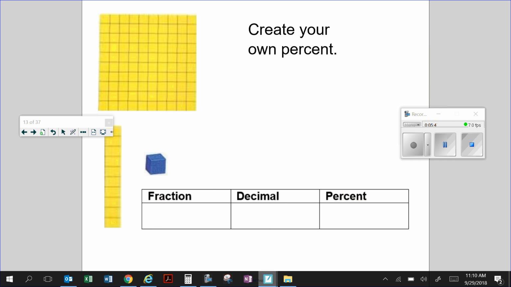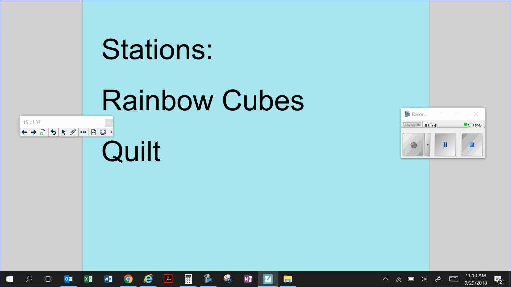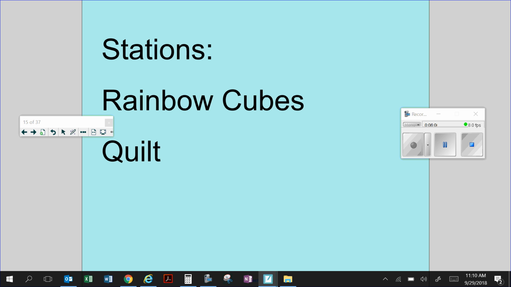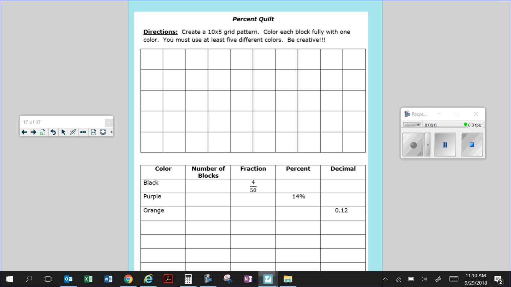So the last thing you're going to do is two stations. We may be doing clothesline, where you'll be getting a fraction, decimal, and percent, and you're going to put them in order from least to greatest or greatest to least on a clothesline. Or you may be doing something called rainbow cubes or quilt. In the quilt, you will be shading in different pictures.